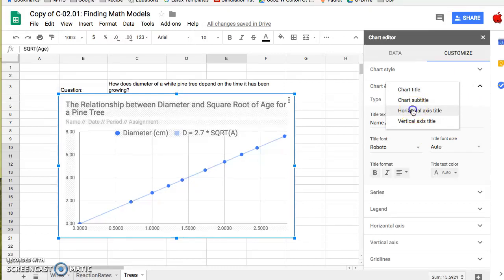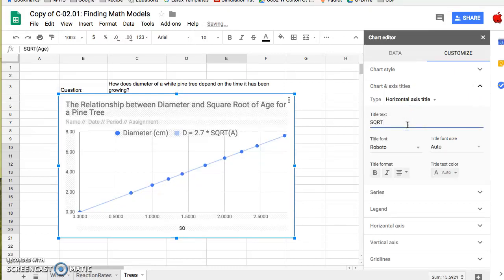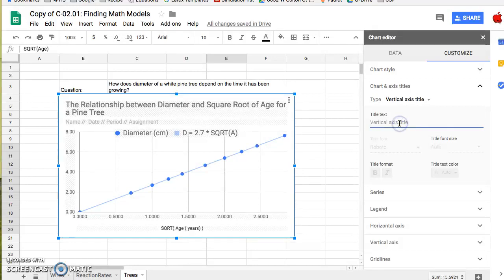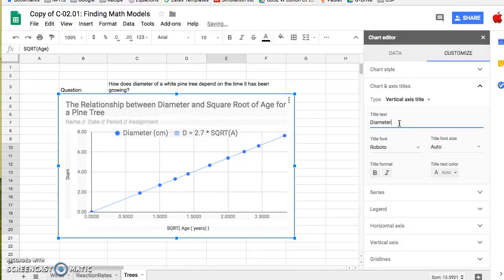On the horizontal axis, we have the square root of the age, which was measured in years. So there we go. So square root of the age in years. And of course, on your vertical title, you have the diameter of the tree, which was measured in centimeters. And there you go. You have a complete graph.